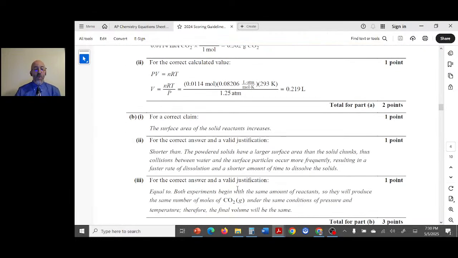Equal to. Again, you get 1 point for a correct answer and a valid justification. Because we have the same amount of reactants in terms of number of moles, it's going to produce the same number of moles of CO2.